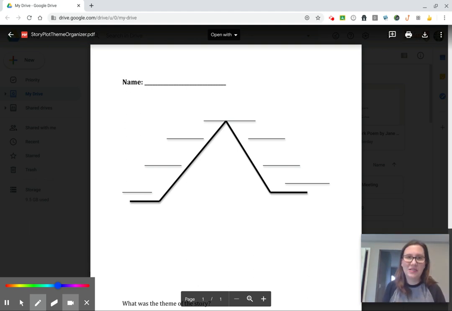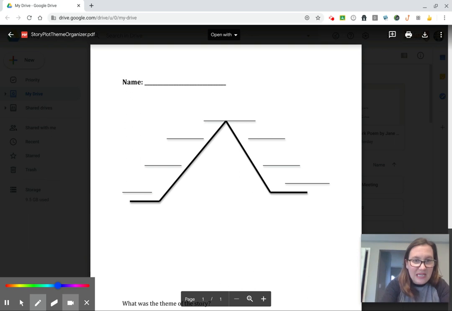So let's go ahead and get started and review some of these words that were important when we talk about plot. So in front of you, you're going to see a plot diagram. You have heard me refer to it before as plot mountain. We talked about plot mountain a lot when we read Dog Breath. So let's take a peek.